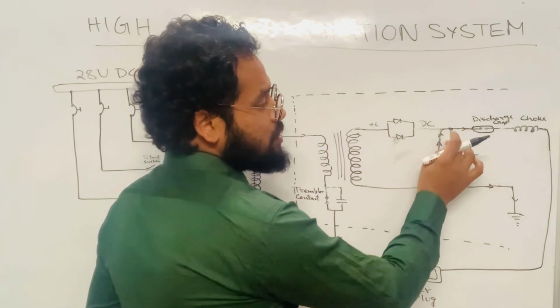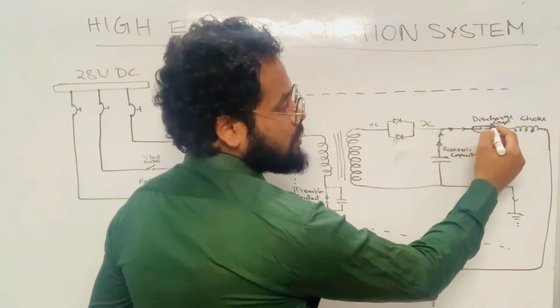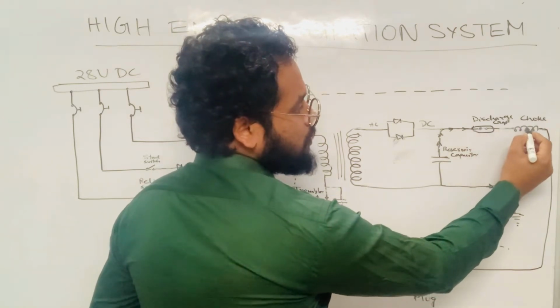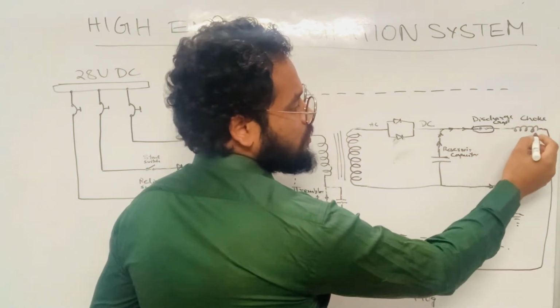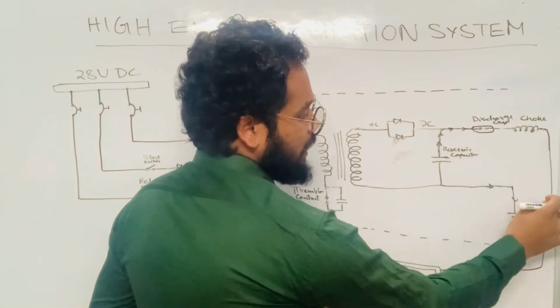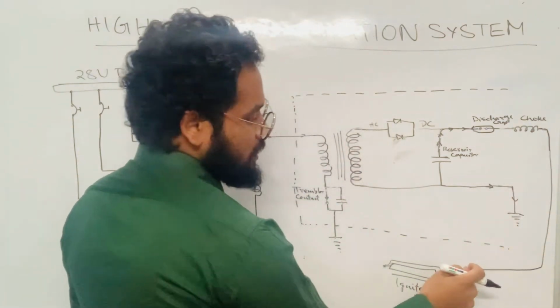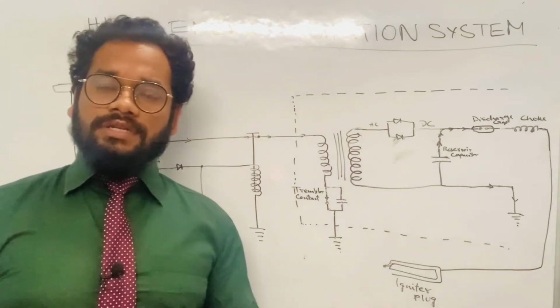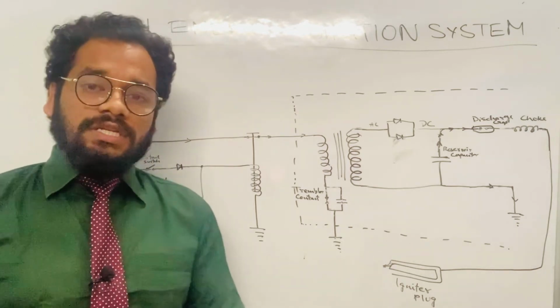When it is discharging, the discharge passes through the sealed discharge gap, and then it passes through a choke which extends the duration of the spark, and by means of the high tension ignition leads, the high voltage is given to the igniter plug, which is placed in the combustion chamber, and hence the air fuel mixture is ignited.